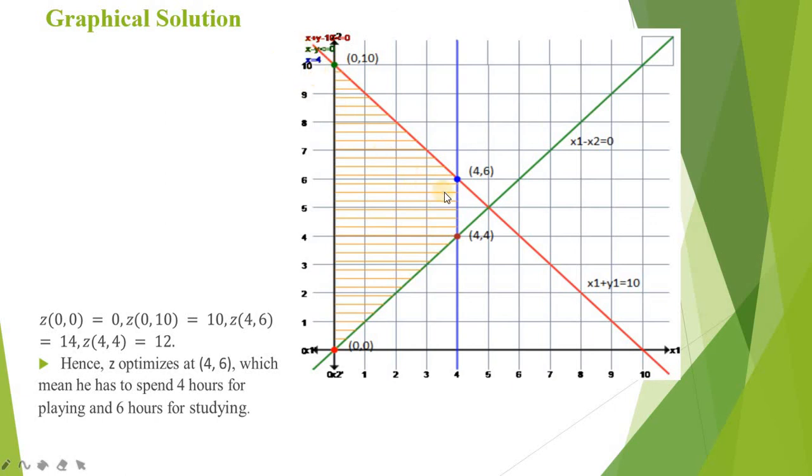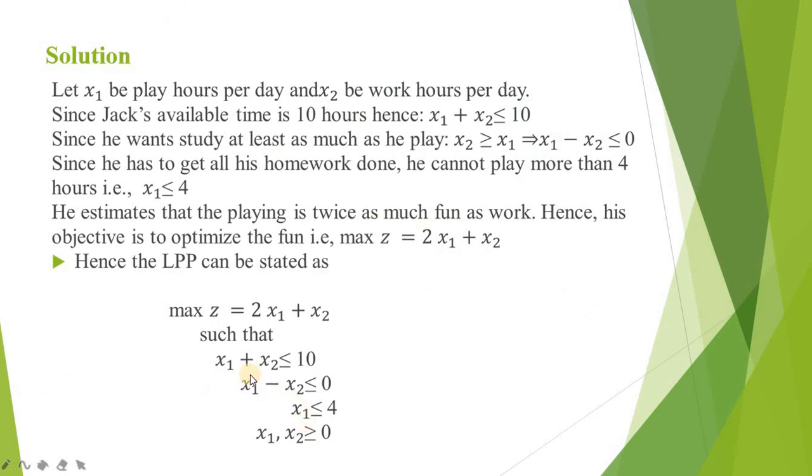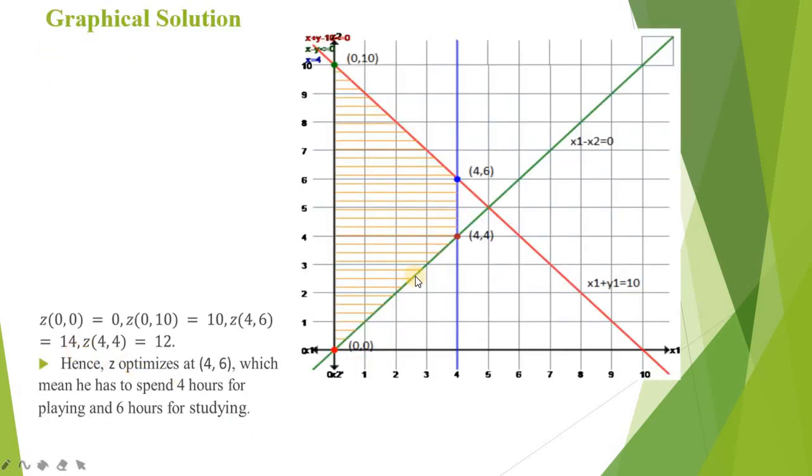Here is the graphical representation. These are the straight lines formed by each inequation converted to an equation. Here we check all the points of intersection, that is (0, 0), (0, 10), (4, 6) and (4, 4). The optimum value will always lie at a point of intersection of these constraint lines. Among (0, 0), (0, 10), (4, 6) and (4, 4), the point (4, 6) has the maximum value, in other words it optimizes the value of z, which means he has to spend about 4 hours playing and 6 hours studying.